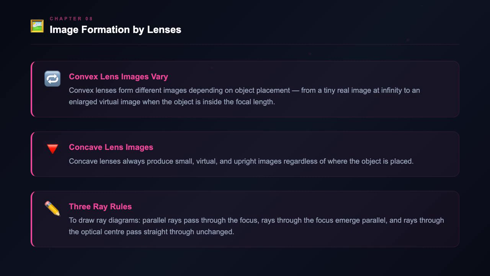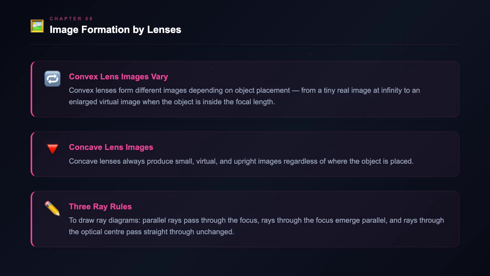At infinity, the image is small, real, and inverted at the focus point. As the object moves closer, the image changes. Between the focal length and twice the focal length, the image is enlarged, real, and inverted. At twice the focal length, the image is the same size as the object, real, and inverted.